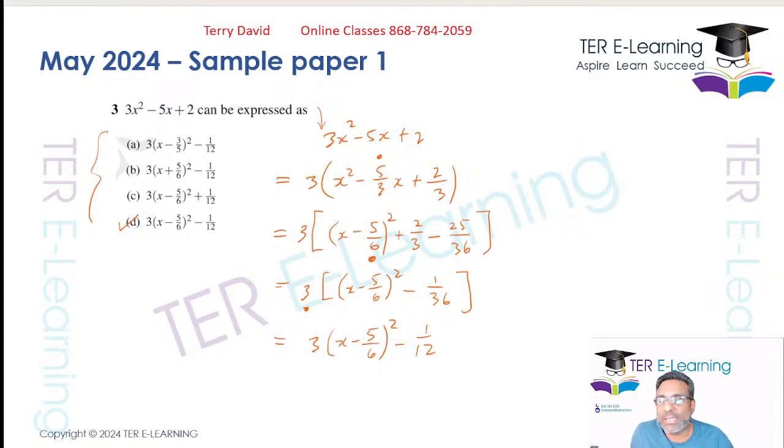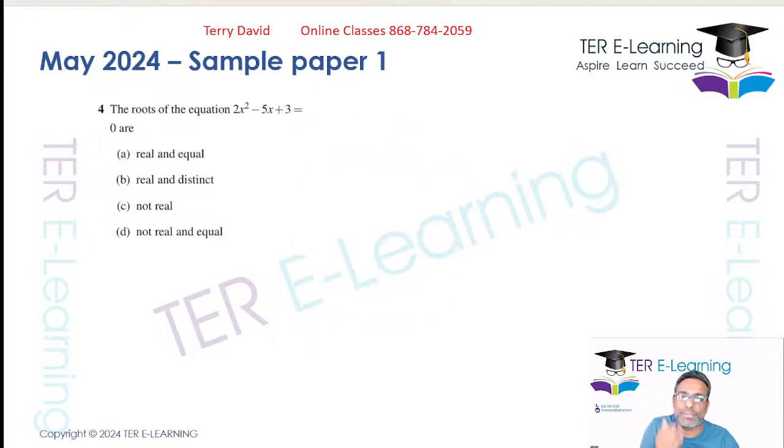All right, so that's the third question here, right? So make sure you know how to complete the square. The next one here, we have the roots of this equation here. So we have 2x squared minus 5x plus 3 is equal to 0. And we want to figure out what kind of roots we have here, right?